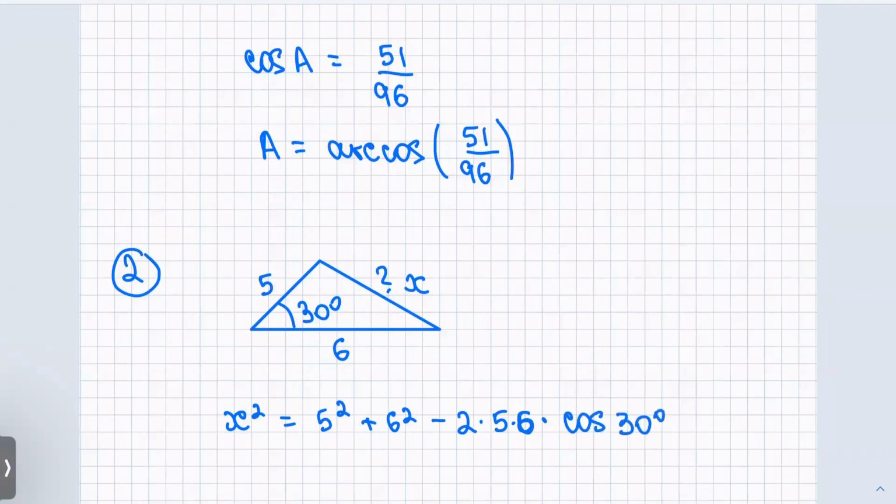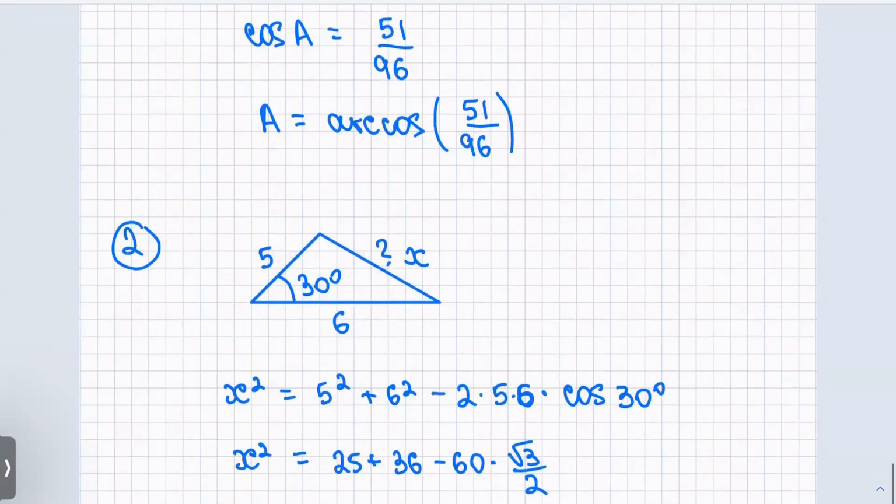And what is the angle between them? It is the angle of 30 degrees. So we have to write cosine 30 degrees. So what is x squared equal to now? It will be 25 plus 36 minus 60. So it will be 60 here, dear students, multiplied by the cosine 30 degrees. And the cosine 30 degrees is square root of 3 over 2.